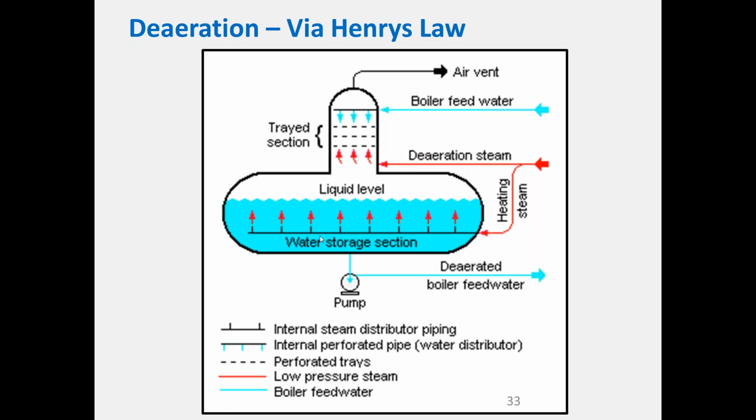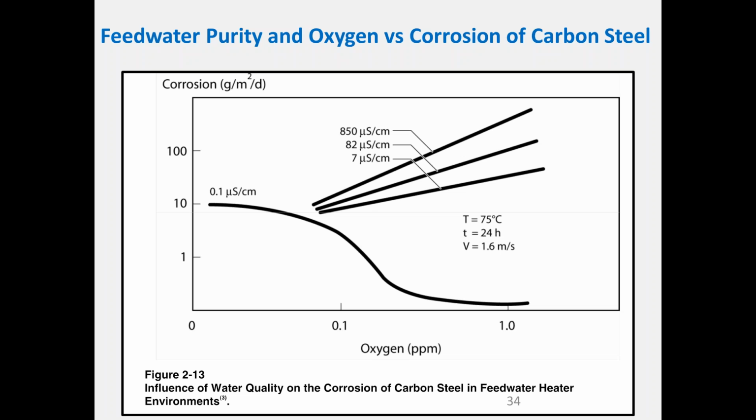Because what we find is if we have pretty good quality water, okay, this graph's a little bit hard to understand, but here's our corrosion rate, here's our oxygen content, and these numbers here, 0.1, 7, 82, 850, relate to the conductivity of the water in terms of its buildup of corrosive ions, so particularly chloride that's in the water. So the lower this conductivity, the cleaner the water is. And what we find is if we have pretty clean water, pretty good makeup water, if we actually have no oxygen, the corrosion rate is higher than if we have a little bit of oxygen present. You see the corrosion rate comes down.